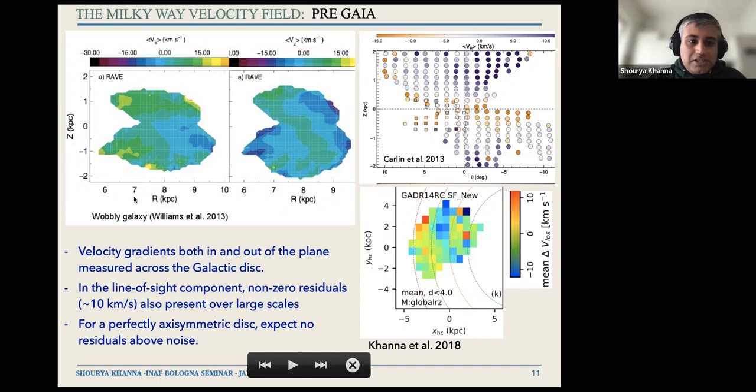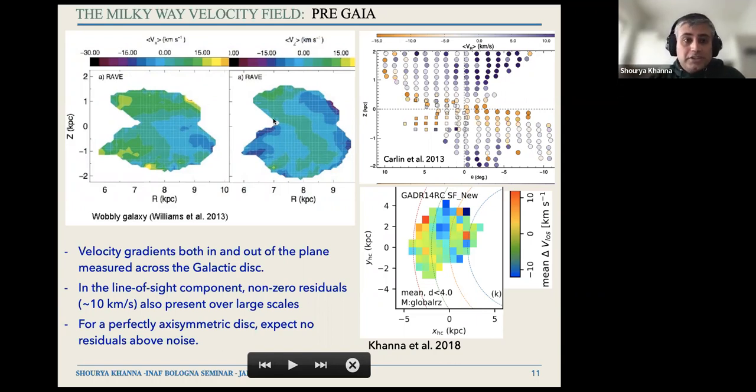this is galactocentric Z and R, so the sun sits at about 8 in this case. What you find is that in the galactocentric radial and the vertical components, you find all sorts of gradients, both in terms of the radial distribution, but also vertically. So both in and out of the plane, you find velocity gradients. Now, for a perfectly axisymmetric disk, one would expect these components to be about 0 at the level of the noise. But that's clearly not the case, and you can see the amplitudes here are almost 10 kilometers per second in the radial velocity, for instance.